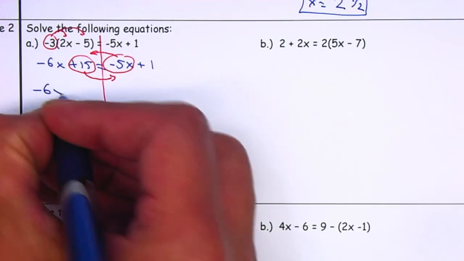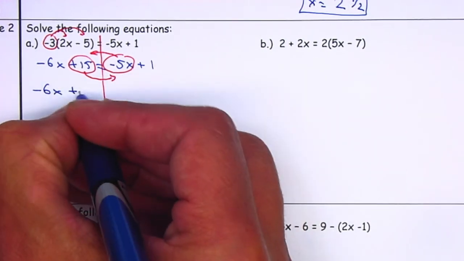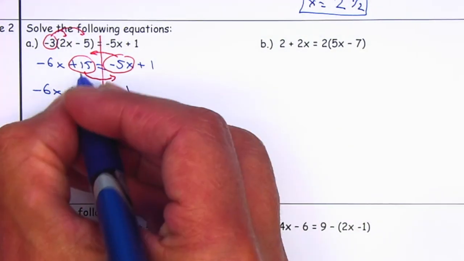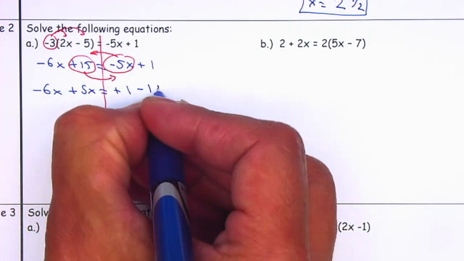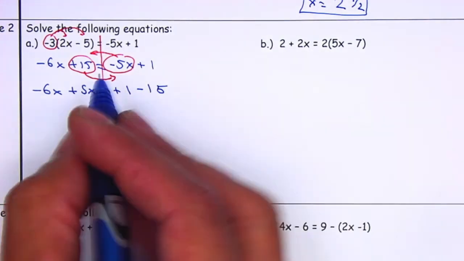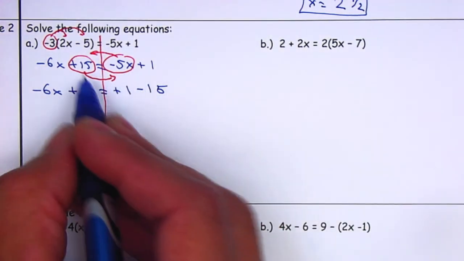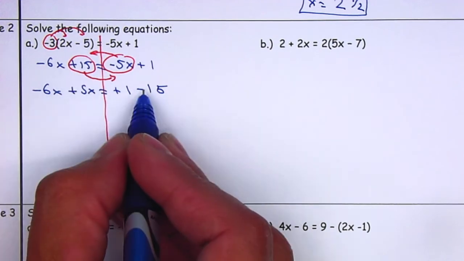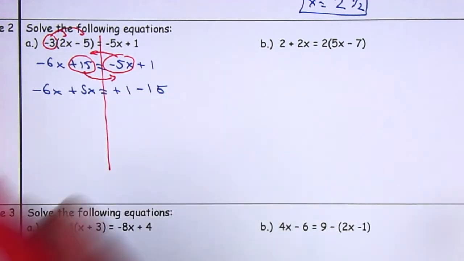We have a negative 6x. This is a negative, so it becomes a positive 5x. This is a positive 1. This was a positive, so it becomes a negative 15. Remember, when you shift it to the opposite side, it becomes the opposite. It was a negative, becomes a positive. This was a positive, becomes a negative. Now we're going to combine like terms.